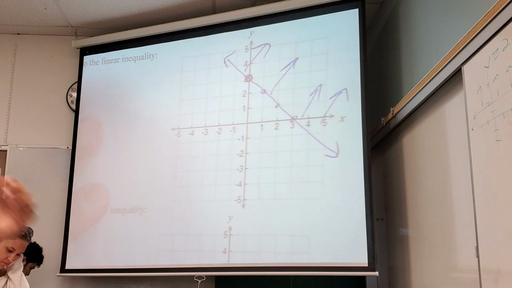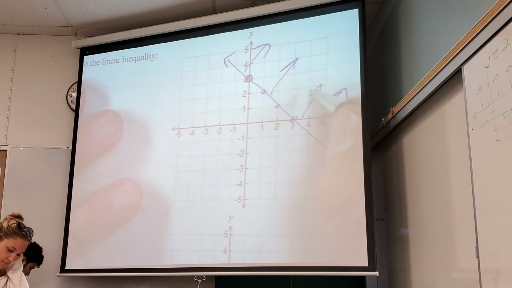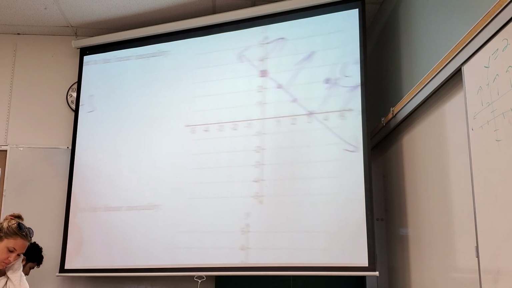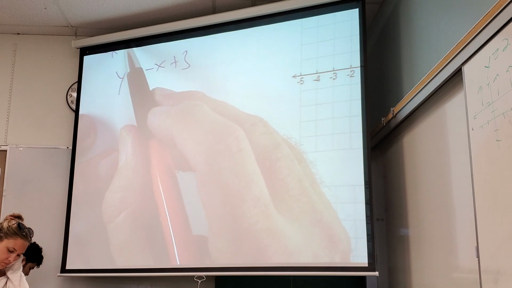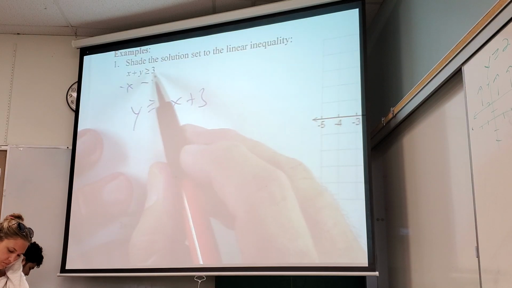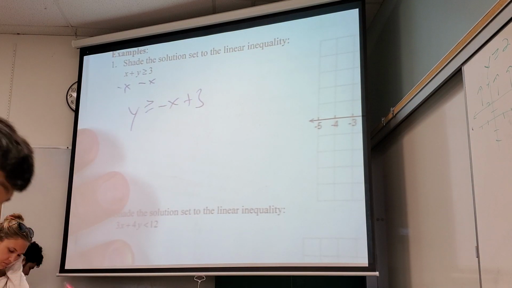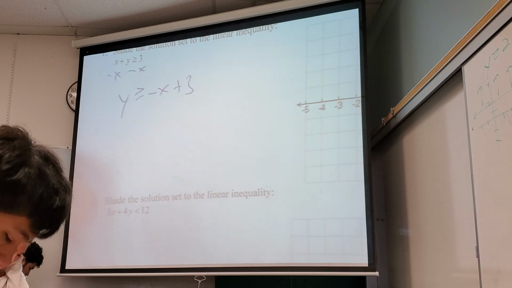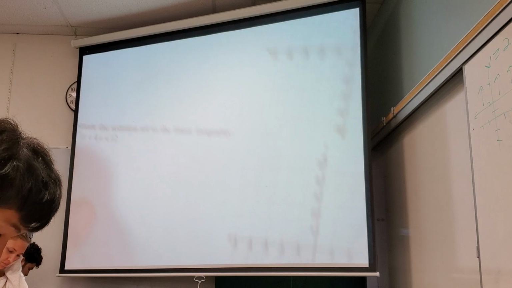What's another way you can check this? So what point is this? 4, 2. If I plug that into the inequality, it should work. What's 4 plus 2? 6. That's bigger than 3. Yay! You can always pick a point that is a supposed answer, plug it in, make sure it actually does work. That's one way to check.